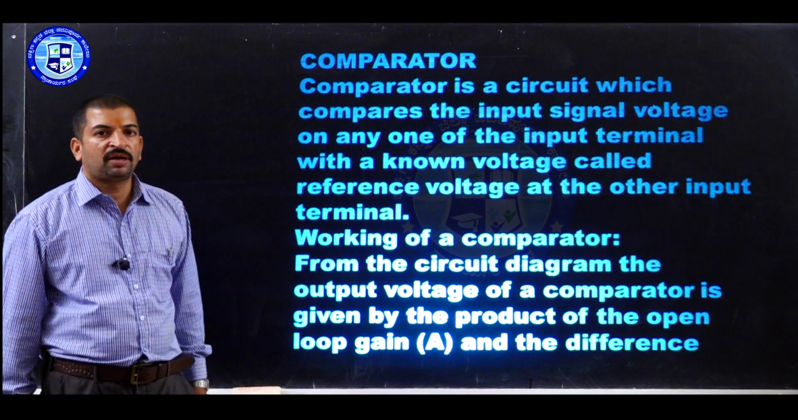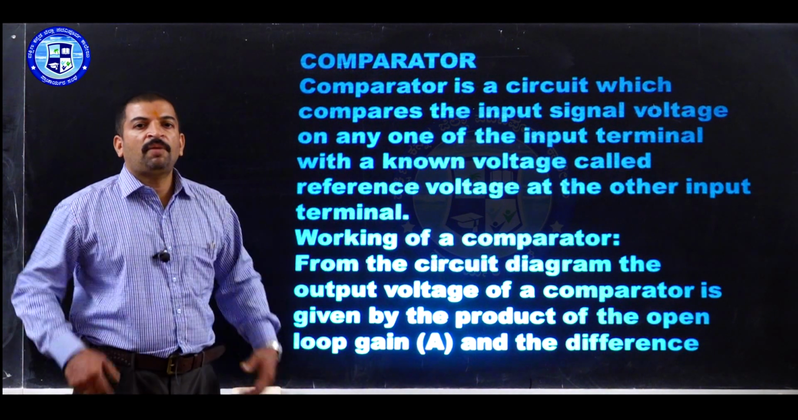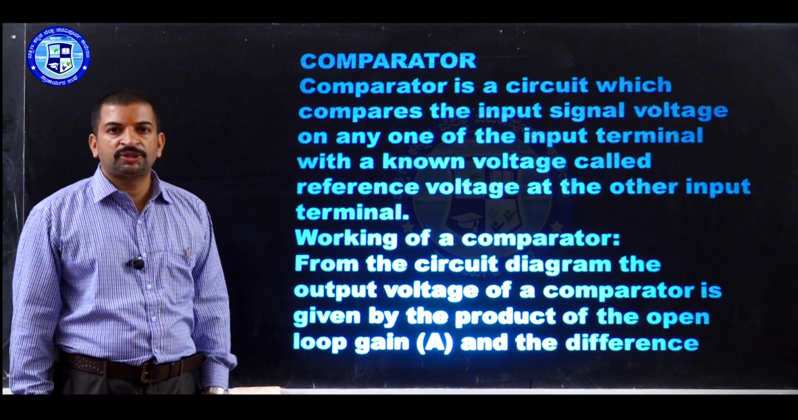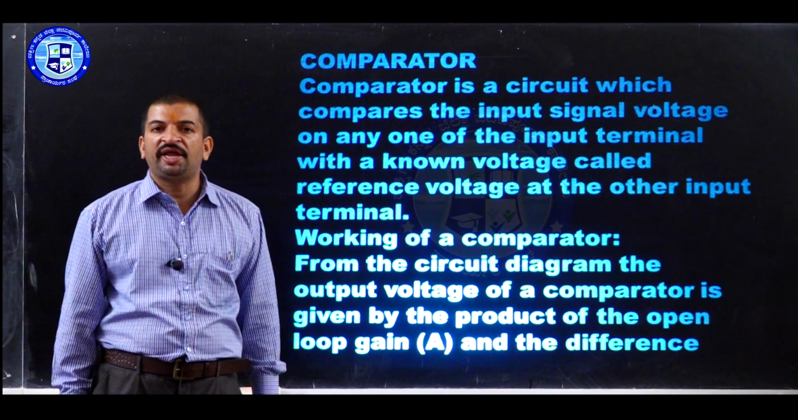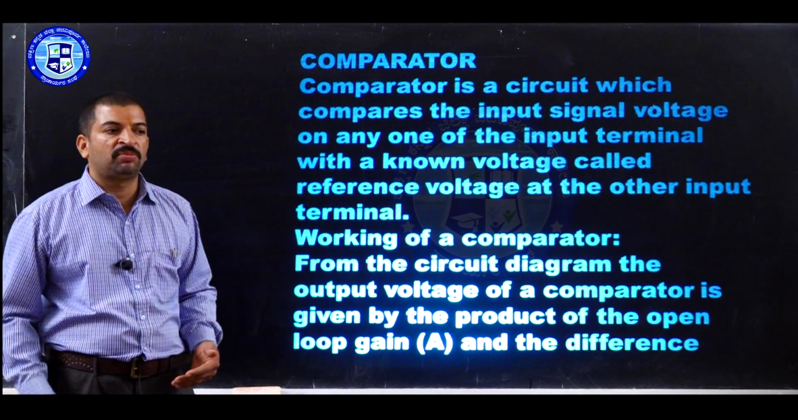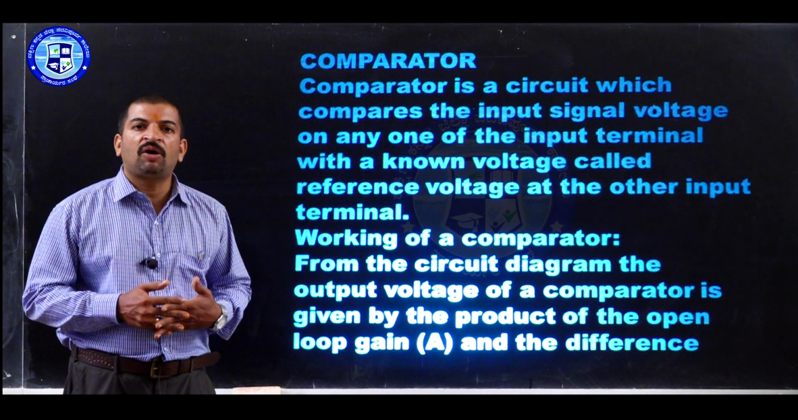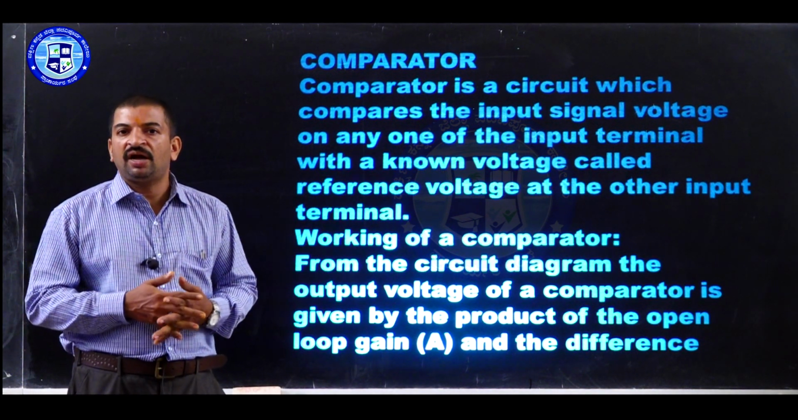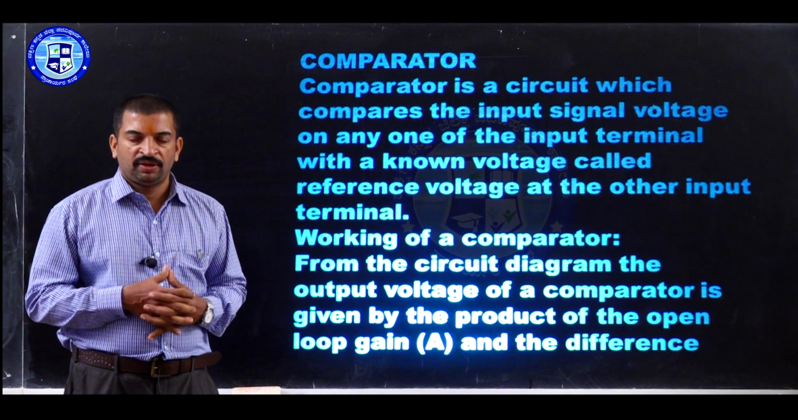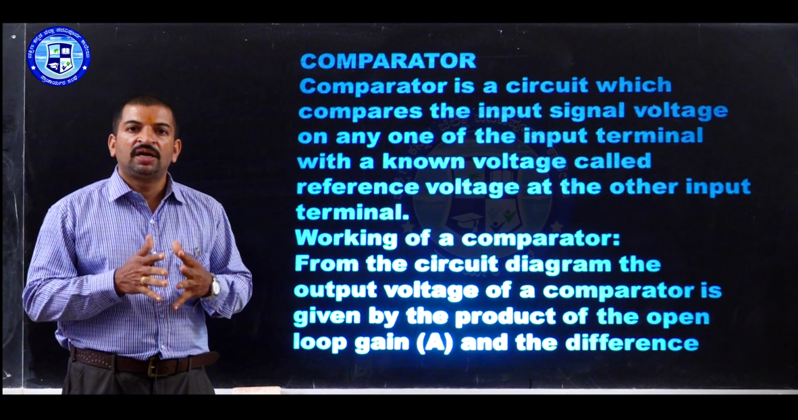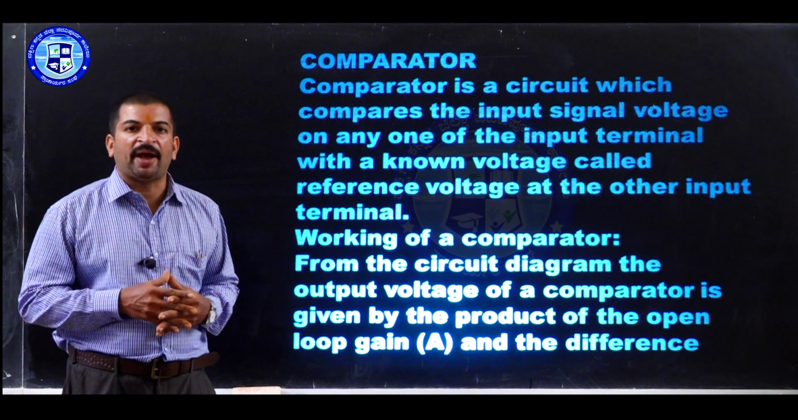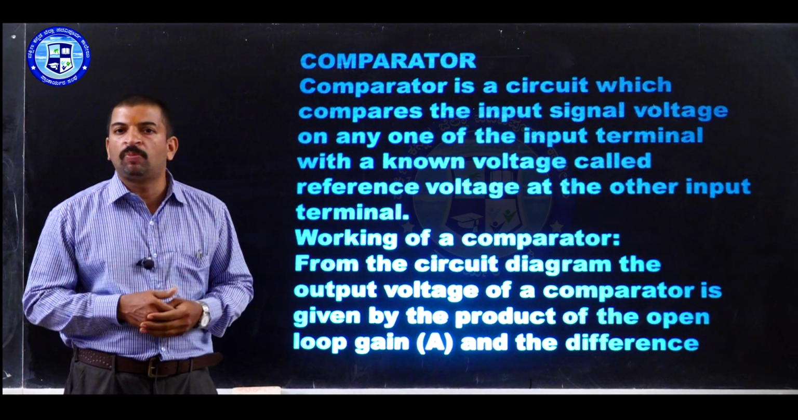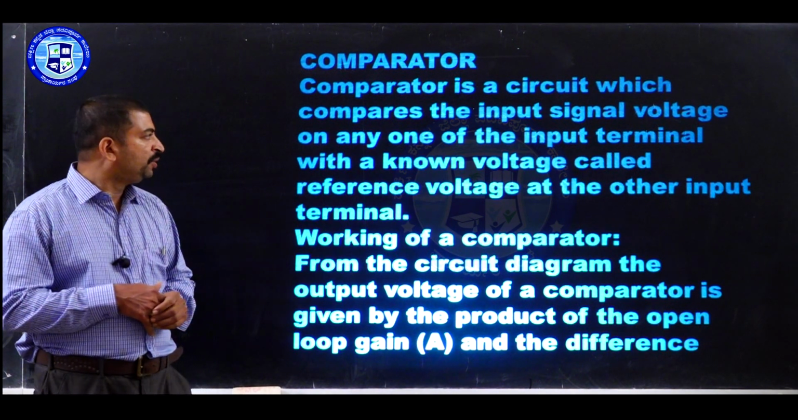So next is comparator. Now comparator is a circuit which compares the input signal voltage on one of the input terminal with a known voltage called reference voltage at the other input terminal. Let us consider the comparator. Consider an op-amp without any feedback. It is called the open loop configuration of the op-amp.